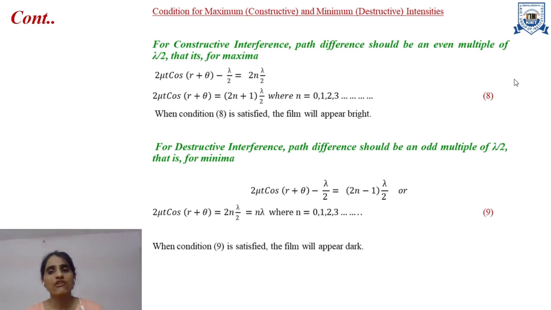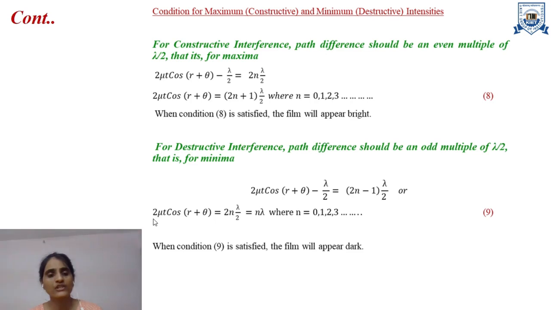So when the condition of equation 8 is satisfied at a particular point, the film will appear bright in wedge shaped film. Similarly, for destructive interference pattern, the path difference should be an odd multiple of lambda by 2, that is 2 mu t cos(r plus theta) minus lambda by 2 is equal to (2n minus 1) lambda by 2. So here the n will start from 1, 2 and 3.